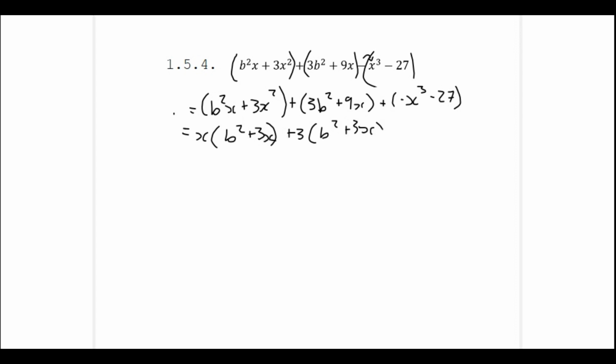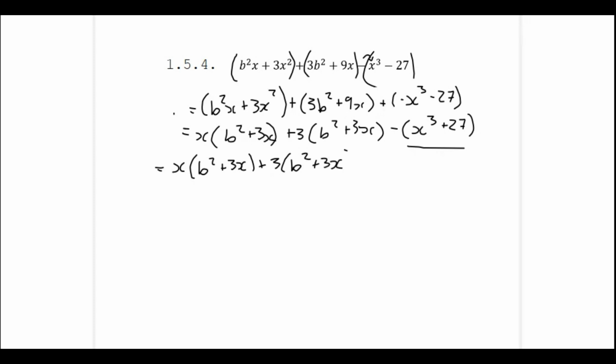Now we can start seeing there's some similarity. And here we can take out a negative, so minus. We have x cubed plus 27. Here we have a sum of 2 cubes, so equals x brackets b squared plus 3x brackets plus 3 brackets b squared plus 3x brackets minus. Now let's quickly sort these two out. That's a plus, so it's x plus 3, and then it becomes minus plus x squared minus 3x plus 9.